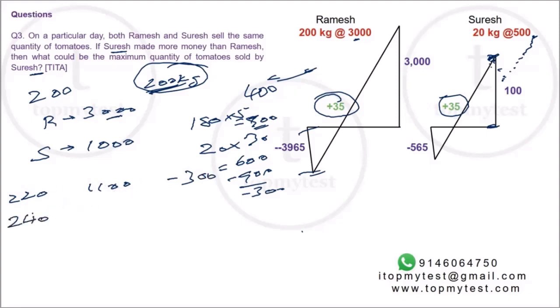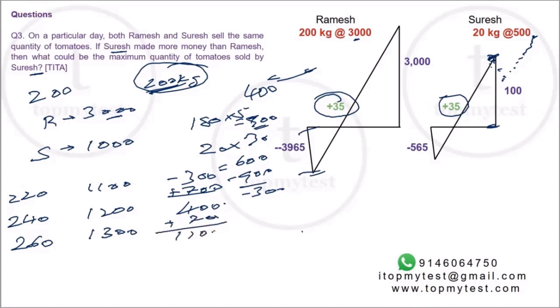What happens at 240? At 240, Suresh is going to get another 100 rupees. How much is Ramesh is going to get? For every kilo from here on, he's going to get 35 rupees extra. So another 20 kilos will save him 700 rupees. So that's 400. Now at 260 kilos, Suresh will make 1300. Ramesh is going to add another 700 to his, so that will be 1100. Right. Now what happens at 280? Suresh will be 1400, whereas Ramesh is going to reach 1800.